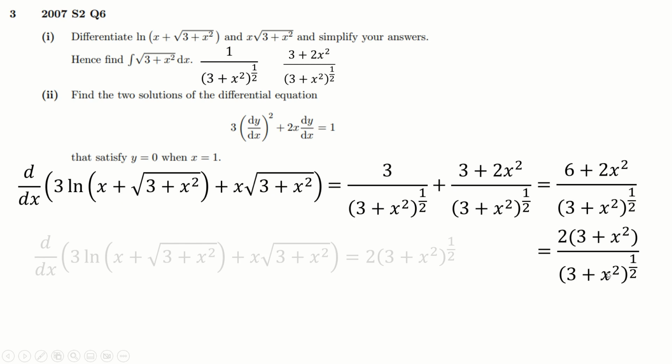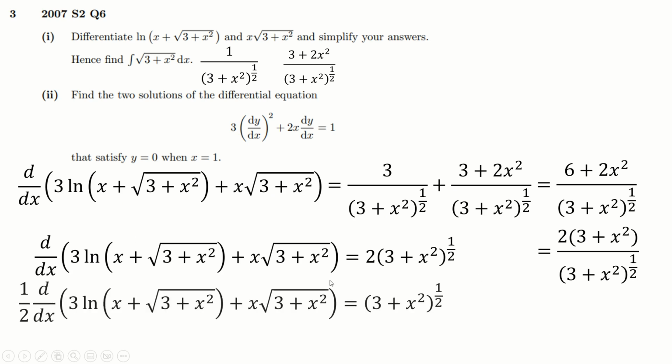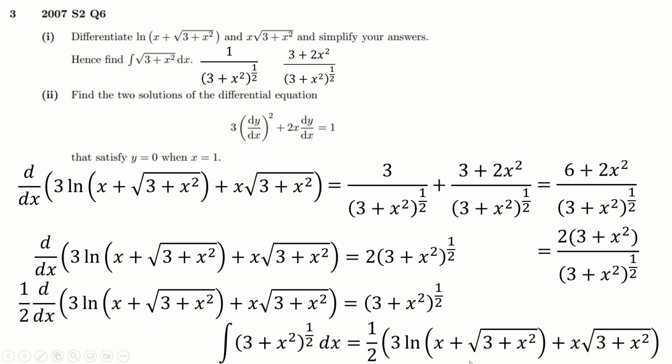Factorize it out, cancel it down, and you end up with the derivative of this thing is this thing, which is perfect. Divide both sides by 2, and then if you integrate both sides, of course, the integral over a derivative is just the function itself, and the integral of that is what we're being asked to find. So the integral of that is just a half of that thing that we had there. And we're all good to go.